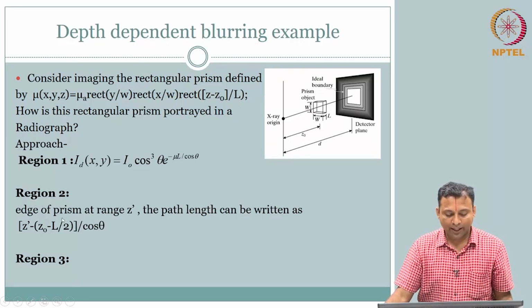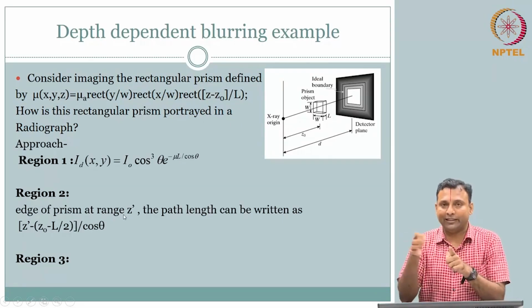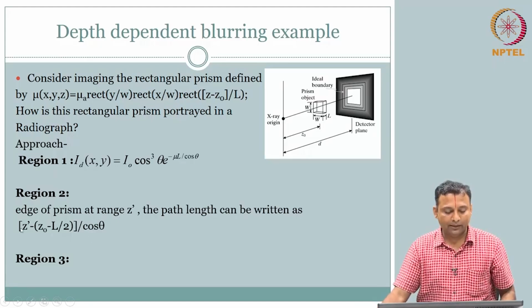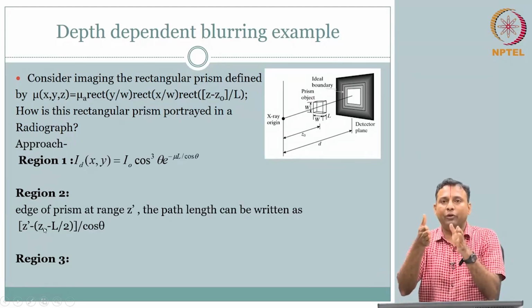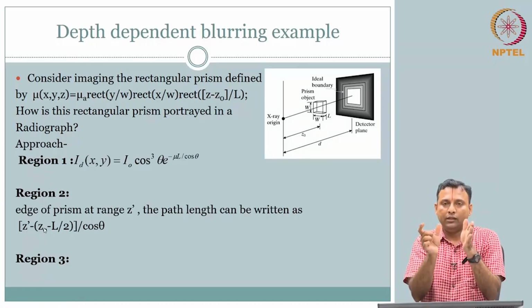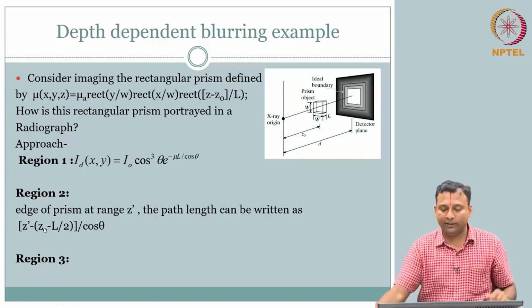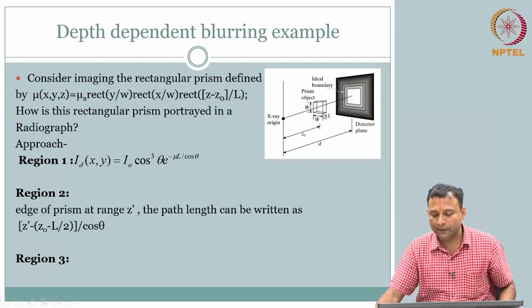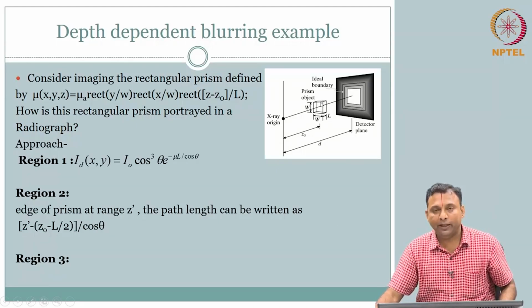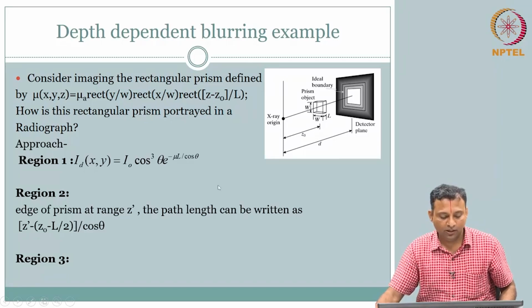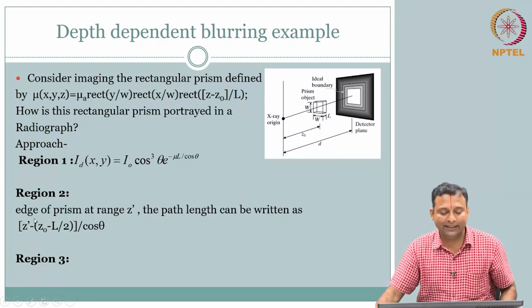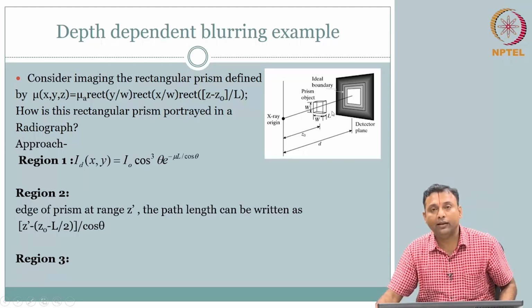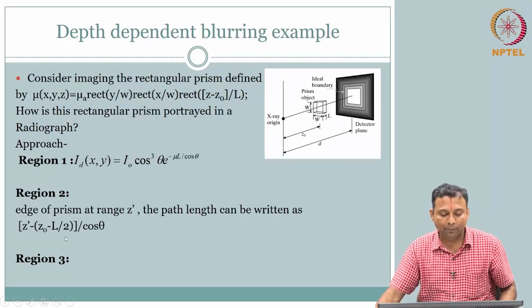The problem is this one, the edge of the prism is in this direction, right? The path length can be written as z dashed minus... essentially I am going to write my path length in terms of, take for example the center of this, L by 2, right? L is the thickness. I can have L by 2 as the center of the thickness. So I have the front face at z naught. So I can write any location z dashed along that length. I can write the path length to be z dashed minus this by cos theta.